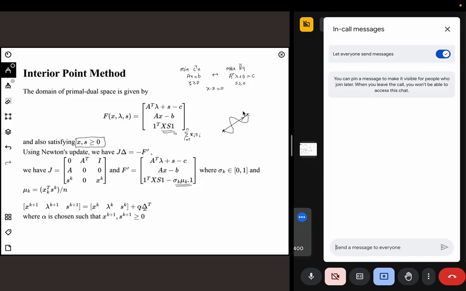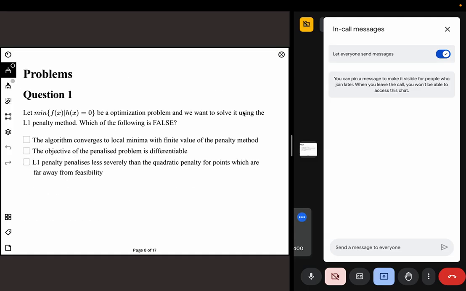Is this clear till here? I think it is clear. Okay, then we will solve some problems. Maybe you can answer them.